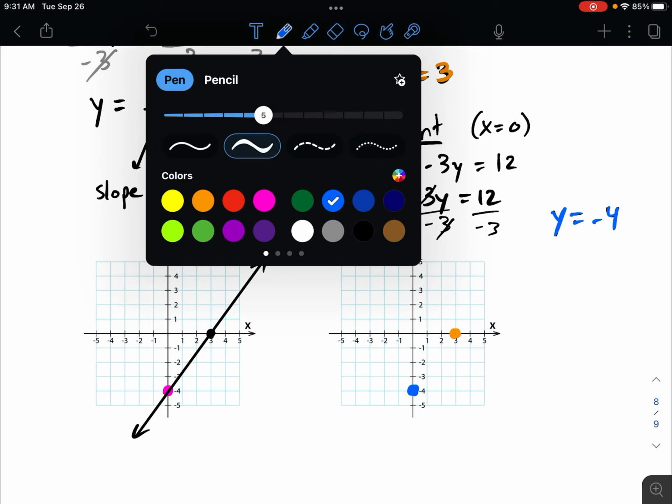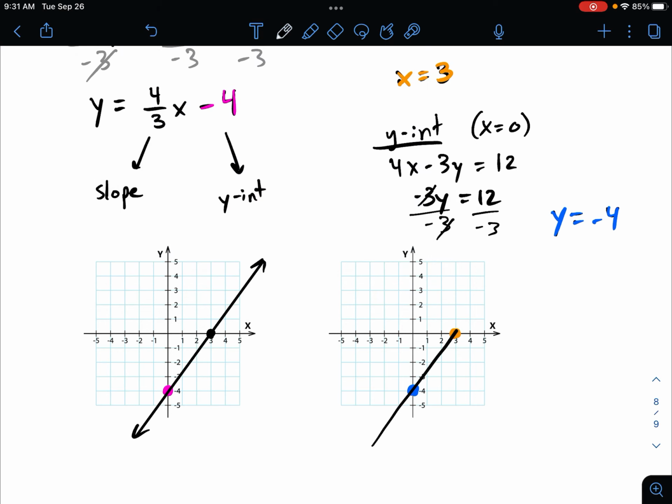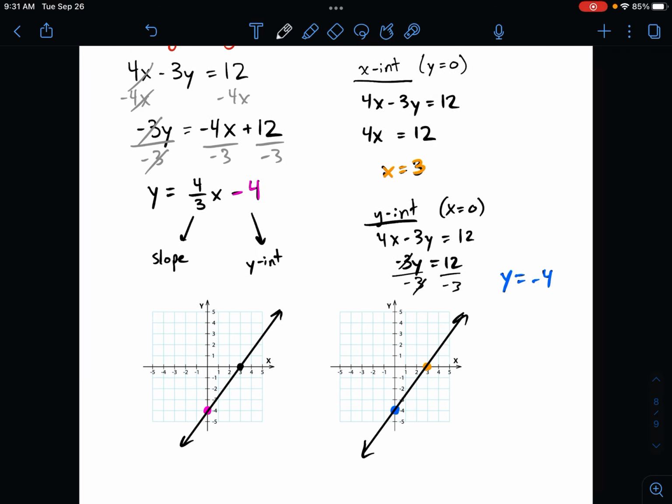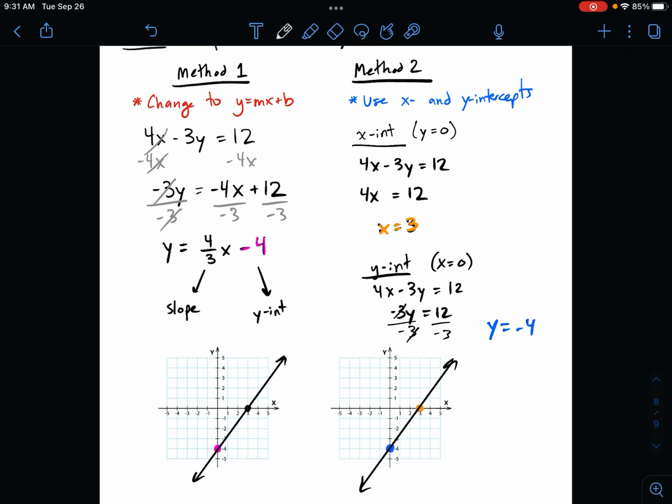So this here, y equals -4, that is my y-intercept, so that's going to be on the y-axis here at -4. And so now I've got my 2 points, and I can connect them with a straight line, and put arrows on either end to show it continues in either direction. If you look at these 2 graphs, you should notice that they are exactly the same. So both of these methods will get you to the same answer.